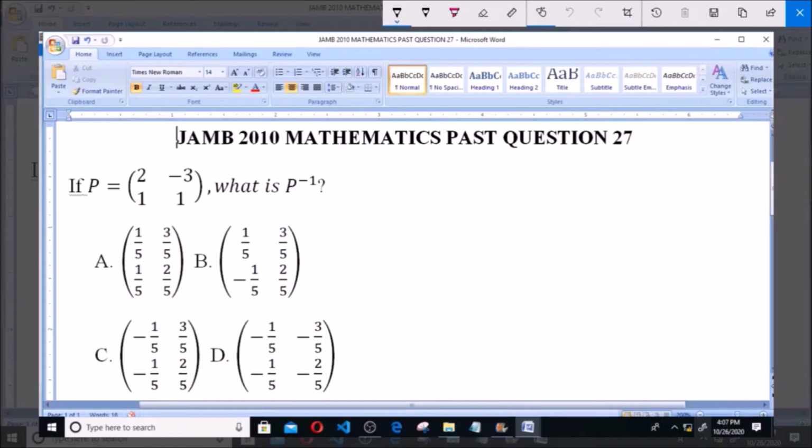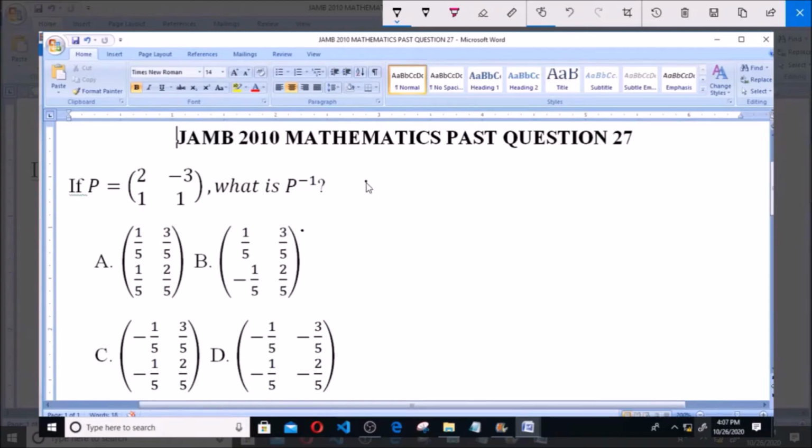I'm going to be answering JAMB 2010 Mathematics Past Question 27. If P is a 2 by 2 matrix of 2, minus 3, 1 and 1, what is P inverse, that is P raised to the power of minus 1? A: 1 over 5, 3 over 5, 1 over 5, 2 over 5. B: 1 over 5, minus 1 over 5, 3 over 5, 2 over 5. C: minus 1 over 5, minus 1 over 5, 3 over 5, 2 over 5. And D: minus 1 over 5, minus 1 over 5, minus 3 over 5, and minus 2 over 5.